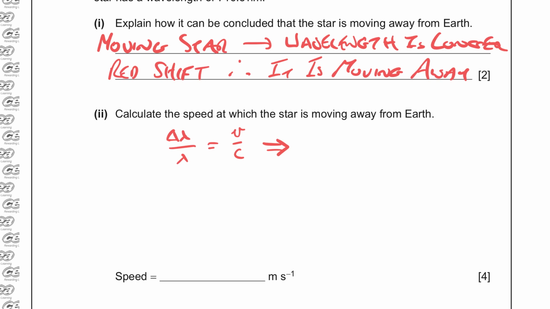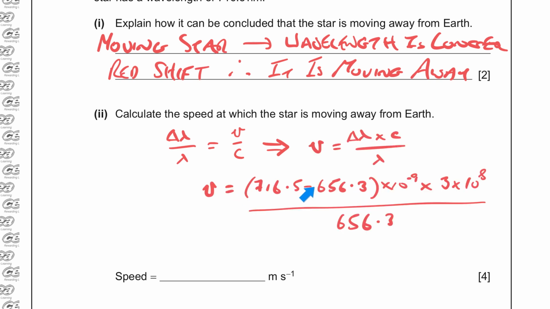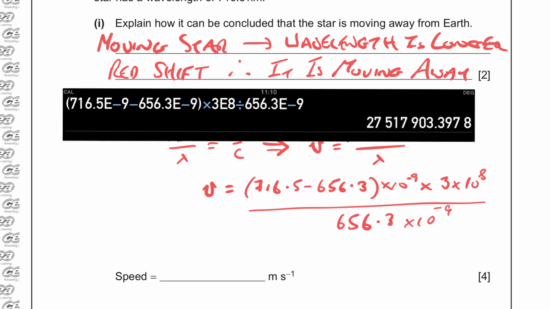And substituting into that, so the difference between the two lambdas, remembering that these are times 10 to the minus 9, is our delta lambda. We're multiplying that by 3 times 10 to the 8 for c, and dividing by the actual lambda, we should get a value for v. And I forgot my 10 to the minus 9 here, so I need to fix that. And when you substitute in, I'm getting that, which would be like 2.75 times 10 to the 7 meters per second.